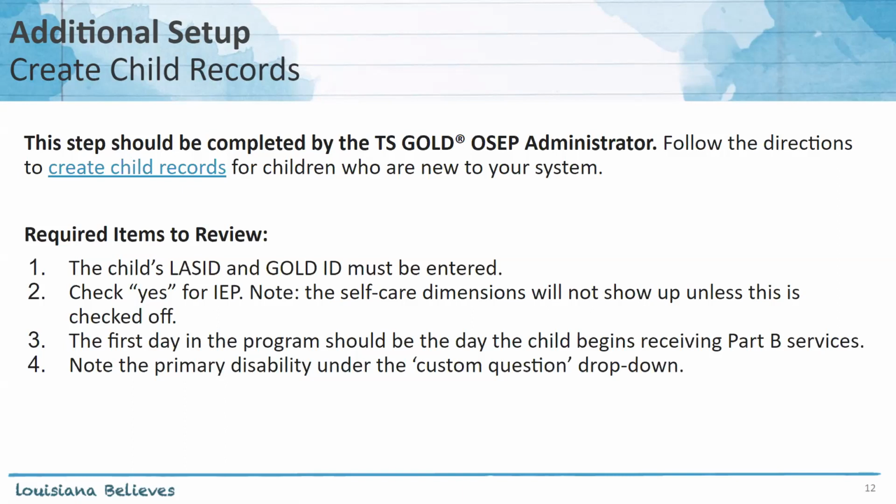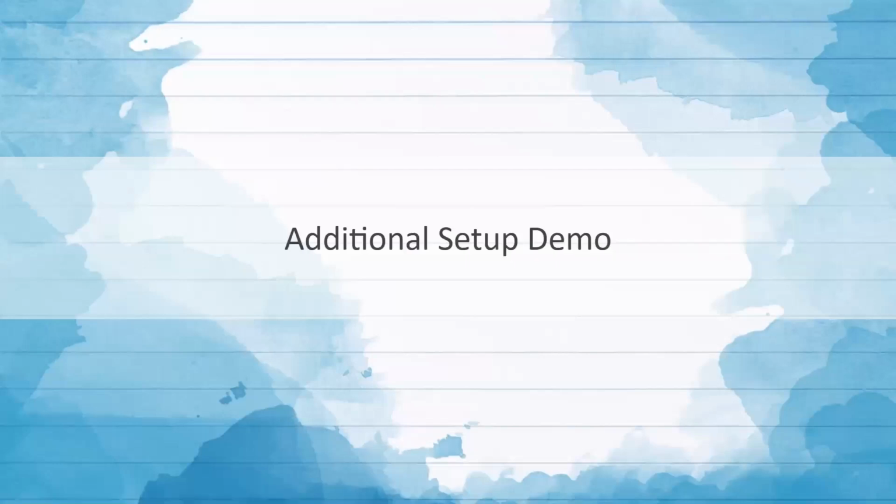Next, the first day in the program should reflect the day the child begins receiving Part B services. And finally, the primary disability should be entered under the custom question dropdown. I am going to turn it back to Drew, who is going to walk us through some of those features in the OSEP license.